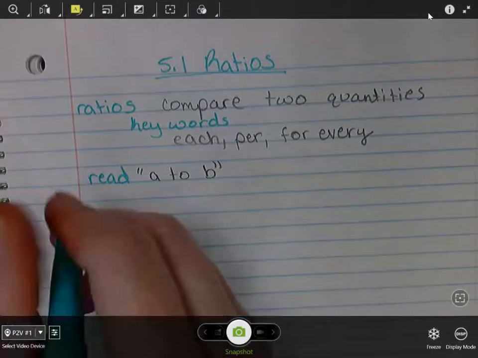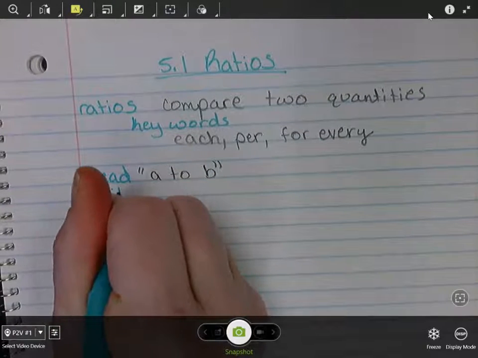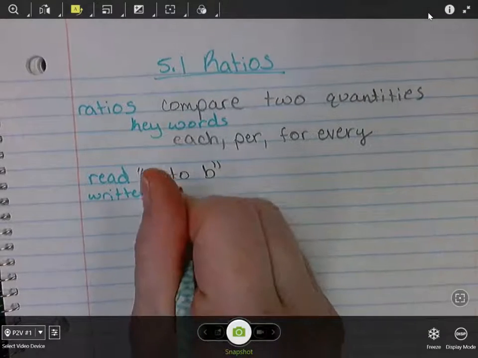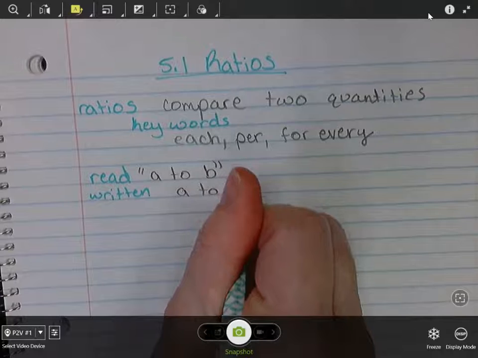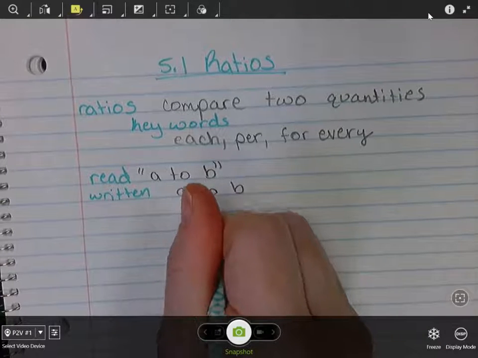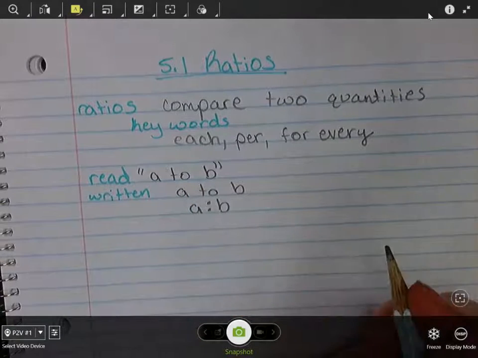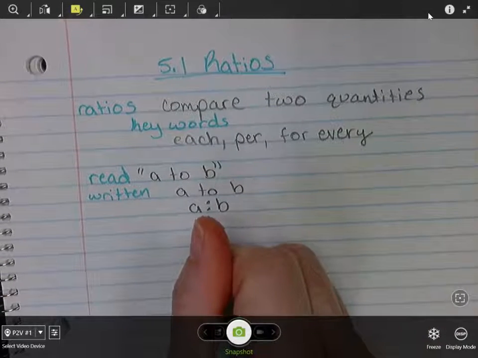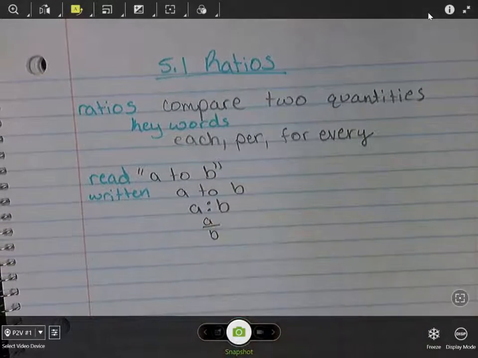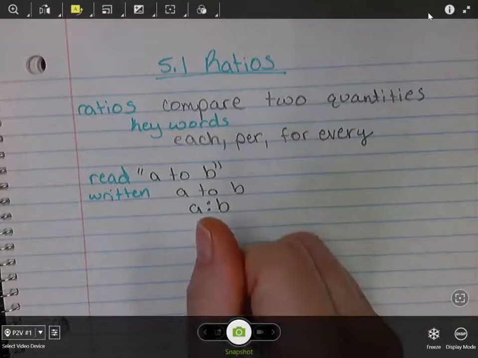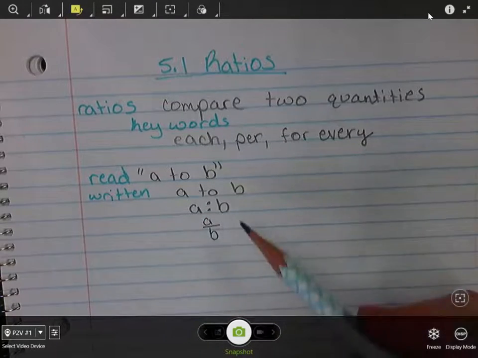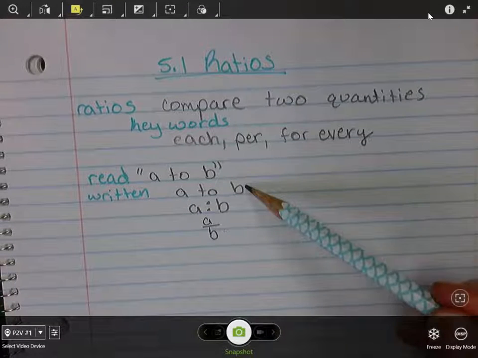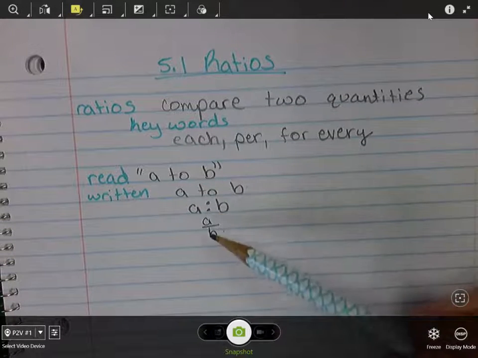And the different ways that it can be written, it can be written as A to B. It can be written A colon B. You can put a colon there, but you still read it as A to B. You could also write it as a fraction, A over B. Okay? So those are the three different ways that you can write a ratio. You can write it out in words, write it with a colon, or write it as a fraction.